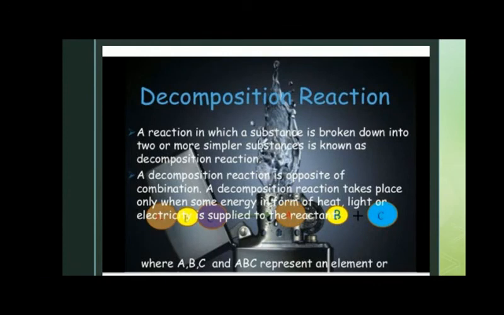Now the second type is decomposition reaction. A reaction in which a substance is broken down into two or more simpler substances is known as decomposition reaction. A decomposition reaction is the opposite of combination reaction. A decomposition reaction takes place only when some energy in the form of heat, light or electricity is supplied to the reactants.